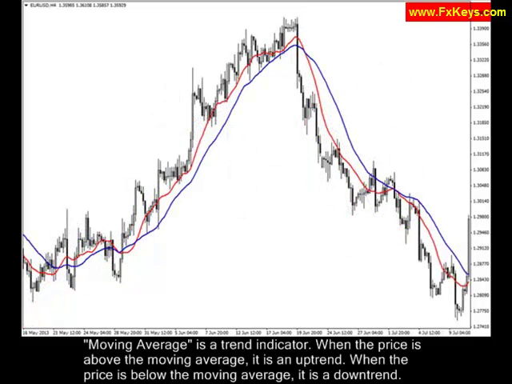Moving average is a trend indicator. When the price is above the moving average, it is an uptrend. When the price is below the moving average, it is a downtrend.